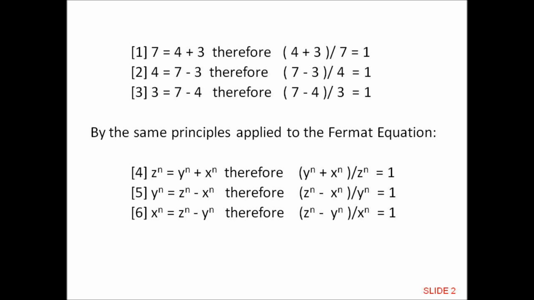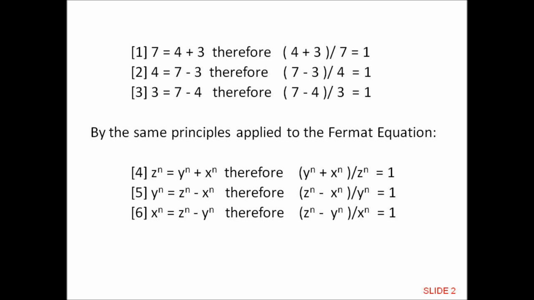1. 7 equals 4 plus 3. Therefore, 4 plus 3 divided by 7 equals 1. 2. 4 equals 7 minus 3. Therefore, 7 minus 3 divided by 4 equals 1. 3. 3 equals 7 minus 4. Therefore, 7 minus 4 divided by 3 equals 1.